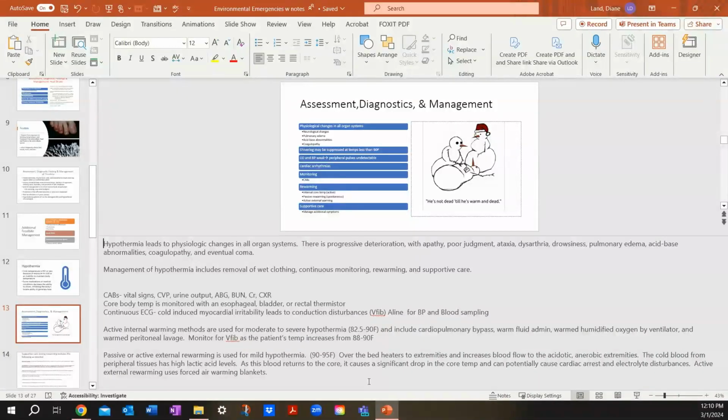So active external rewarming uses forced warming air blankets. So the extremities are nice and warm, and we've got warm blood going to the core instead of cold blood going to the core.